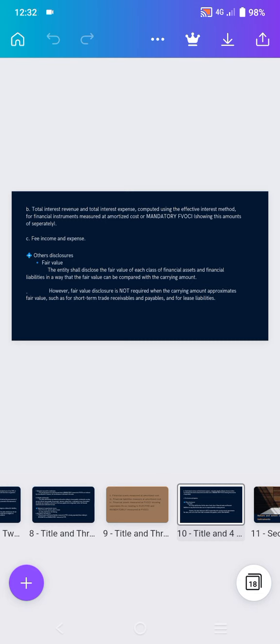Letter C, fee income and expense. Alam na naman na po natin ang fee income and expense. Yun po ay yung mga amount na kung ano po yung nai-income natin at ano po yung mga nagagastos po natin, yun po ay expense. So, other disclosure po ay fair value.